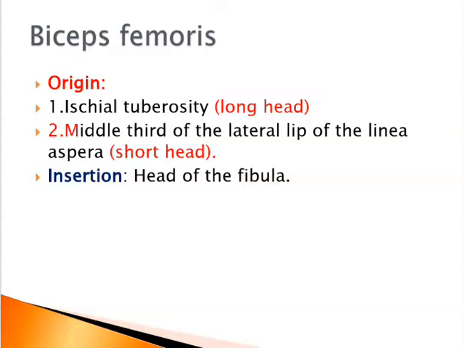Origin is ischial tuberosity, that is long head of biceps femoris takes origin from ischial tuberosity. Then there is one short head that takes origin from middle third of lateral lip of linea aspera. So origin is by two heads, long head from ischial tuberosity and short head from linea aspera, and its insertion is into head of the fibula.